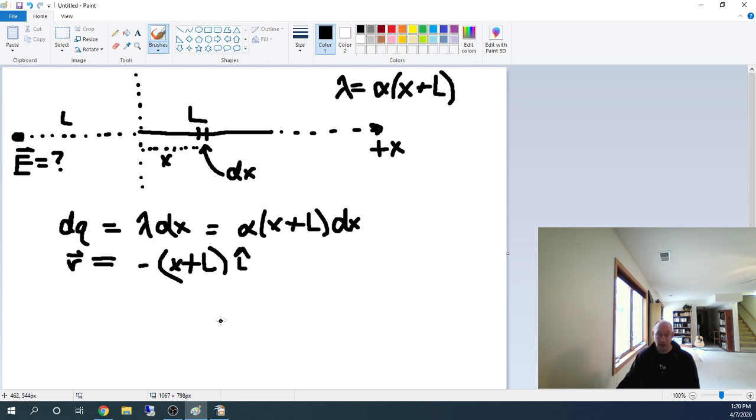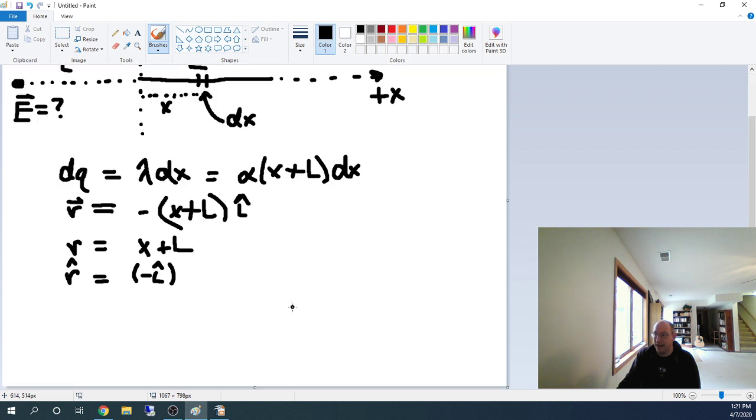Now, like I said, this is a little bit of overkill. It's not terrible to do this one, but going through the steps is usually useful. So since this is all in one dimension, the magnitude of R is just x plus L. And then R hat, which is R vector over R, is just negative i hat. I'll put it in parentheses just for flair. Okay, so we've got all our pieces now that we can use to build this integral.